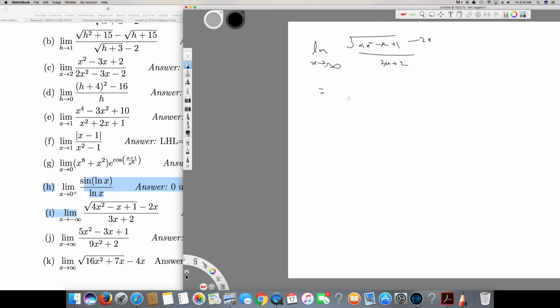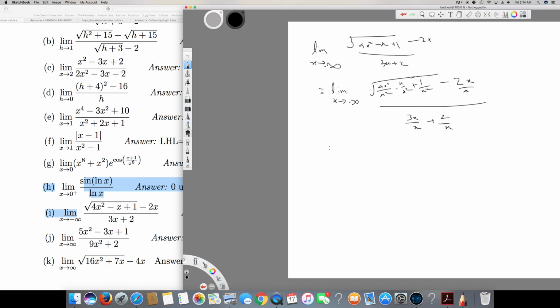So let's see what happens. Limit as x approaches negative infinity of the square root of 4x squared over x squared minus x over x squared plus 1 over x squared, minus 2x over x, minus 3x over x plus 2 over x.